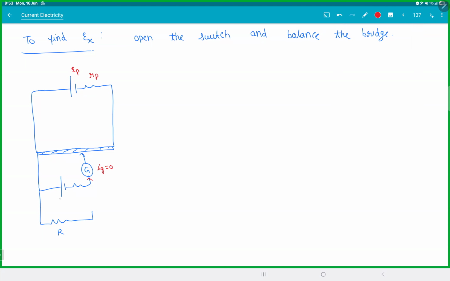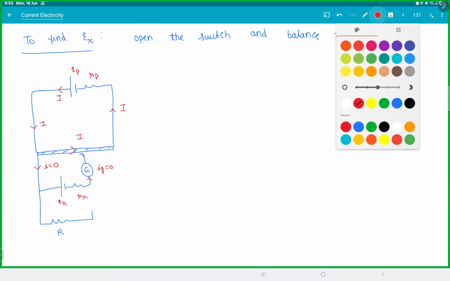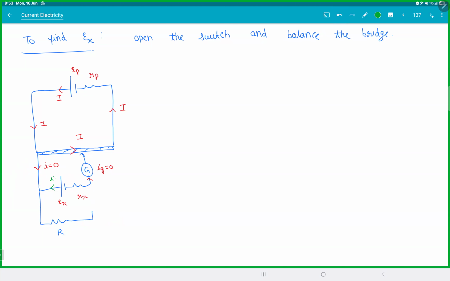Now listen to this. If the current in the galvanometer is 0, the current in this branch is also 0. Do you agree? Because where will this current come from? If this current comes here, it can't go this way, because IG is 0. Then the current has to be 0 in this branch. Everyone agrees? That means whatever current flows from the primary battery will keep flowing only in the upper circuit. Is that understood? There will be no current in the EX.